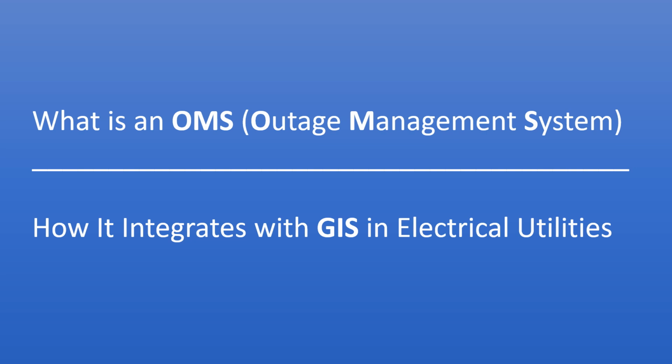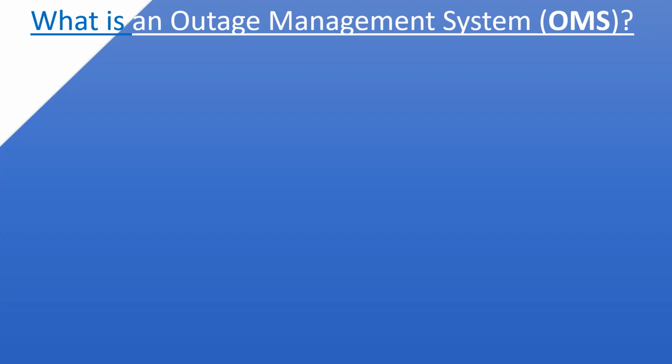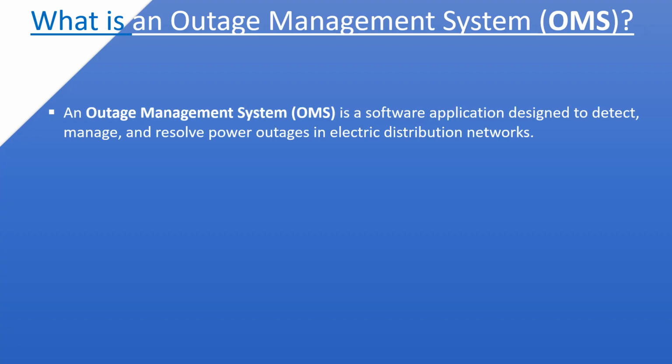Hello, in this video we'll see what an OMS, that is an Outage Management System, is, and how it integrates with GIS, Geographical Information Systems, in electrical utilities. What is an Outage Management System? An Outage Management System, OMS, is a software application designed to detect, manage, and resolve power outages in electric distribution networks.